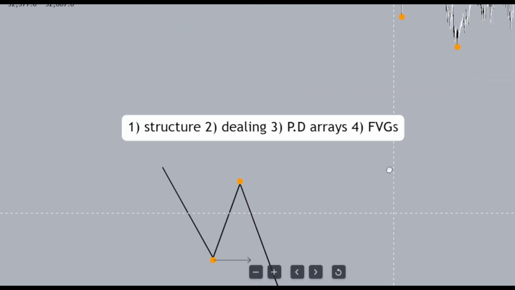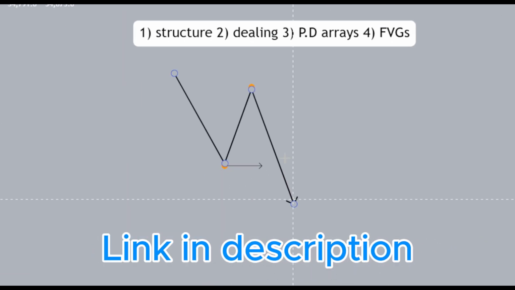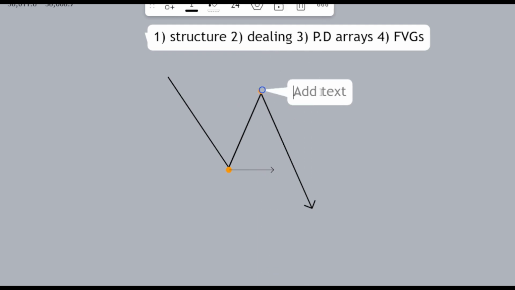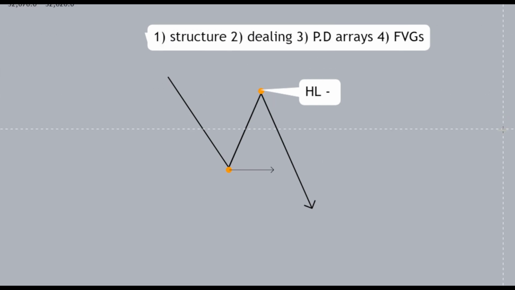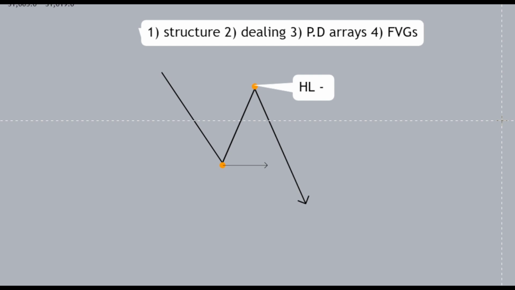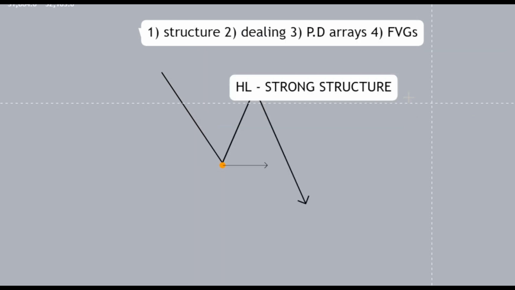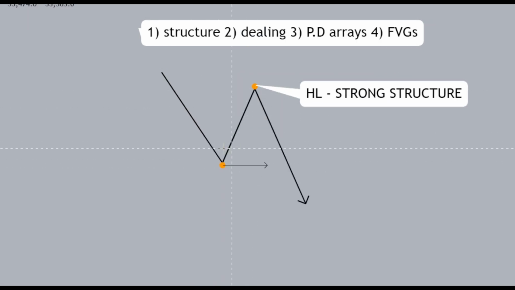If we go back to the diagram, when we see a break of structure to the downside, we need to identify 2 pieces of structure. This is a higher low, correct? But is this a strong or a weak structure? Intuitively, most people understand this because strong structures break the previous structures. So this higher low, we can classify as a strong structure. This is a strong piece of structure, and the reason why it's strong is because it's broken the previous low to the left.